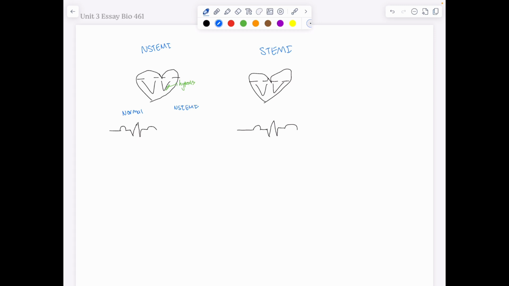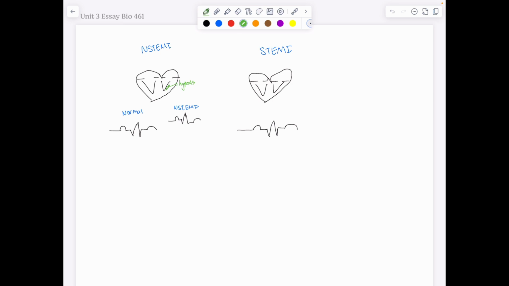And so that is going to be elevated, and we're still going to have our P wave, QRS, and let me back up. It's going to kind of have a weird S wave. It's going to be depressed, and then go up there. So it's called ST depression. And so that's what happens with NSTEMI.